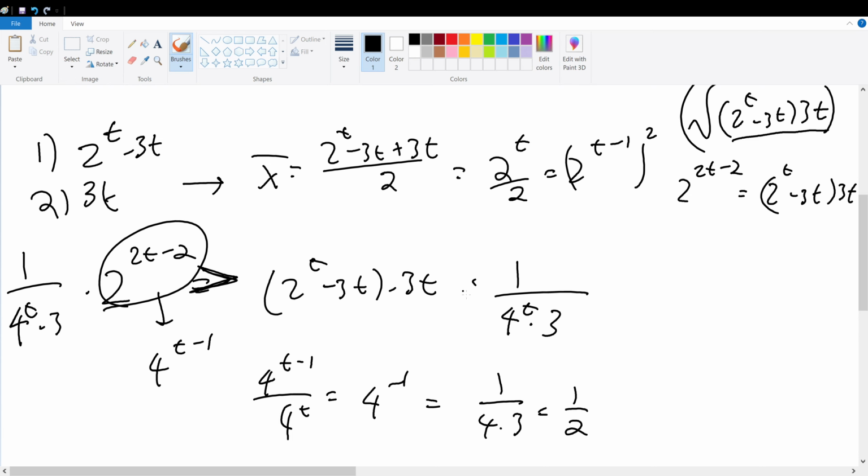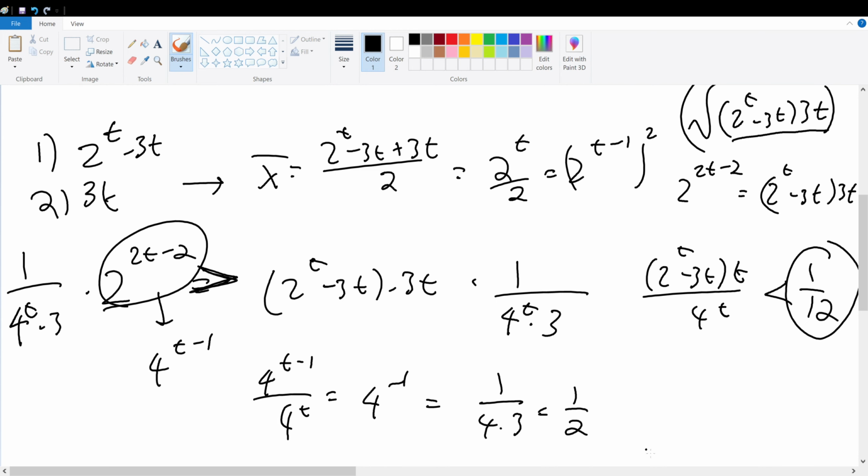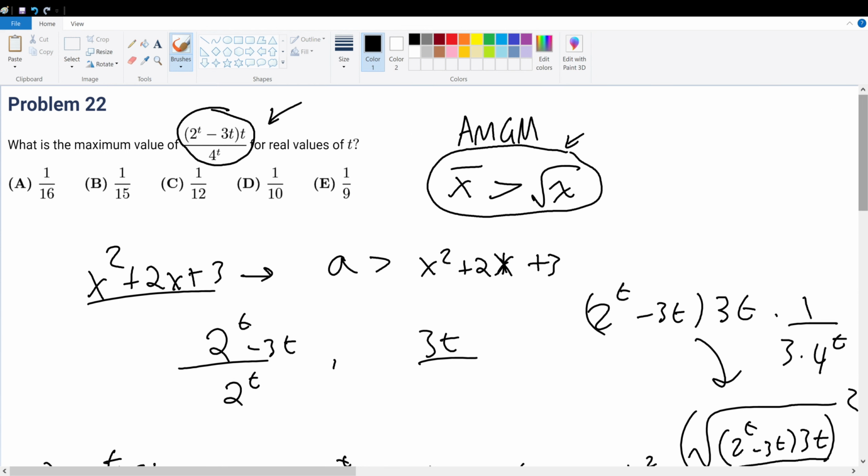So that means the original expression, 2^t minus 3^t times 3^t over 4^t, has to be less than or equal to 1 over 12. So 1 over 12 is the largest value. You can think of it as some random function, but as it hits 1 over 12, it has to dive down. So 1 over 12 is our answer, and we get choice C.